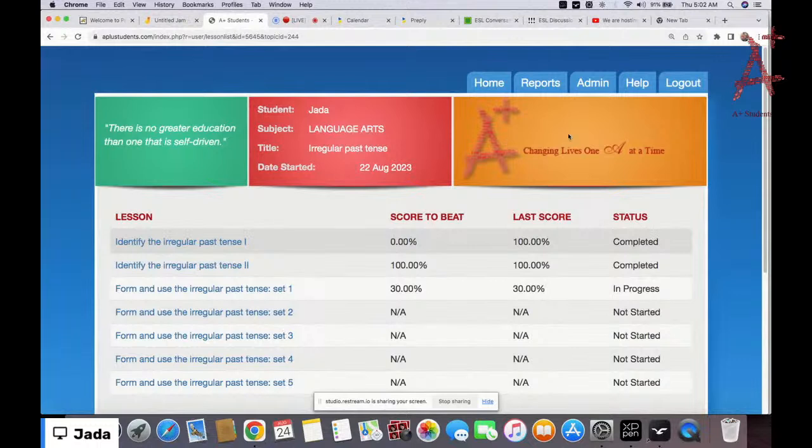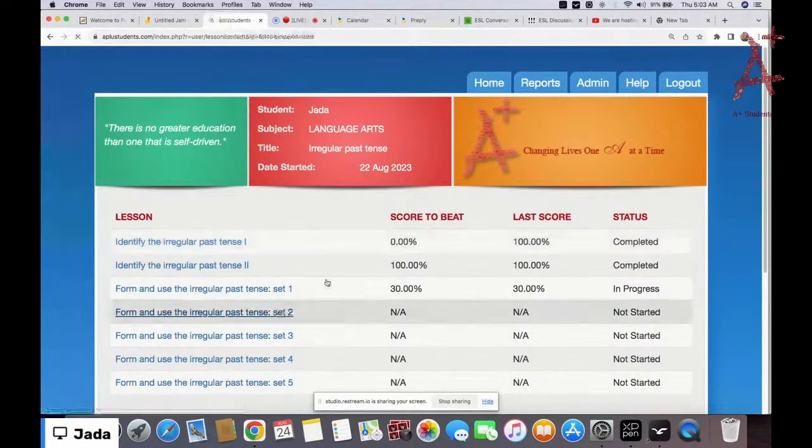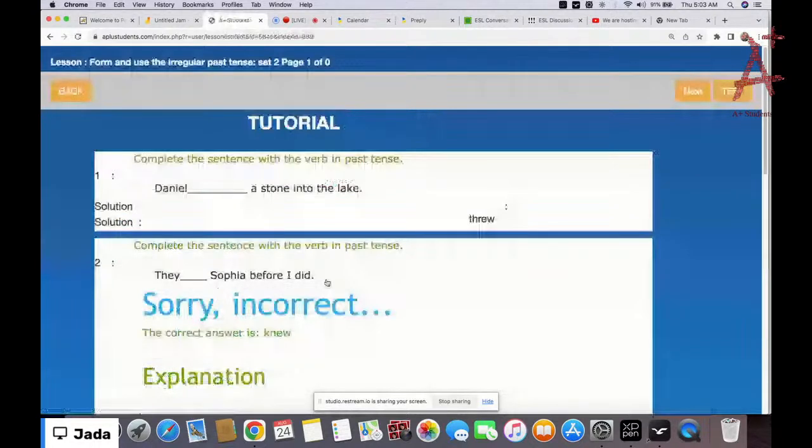Okay. So, if you can see the screen, we completed the first three, and we have the fourth one left. Okay. So we have set two. So we'll start from set two.